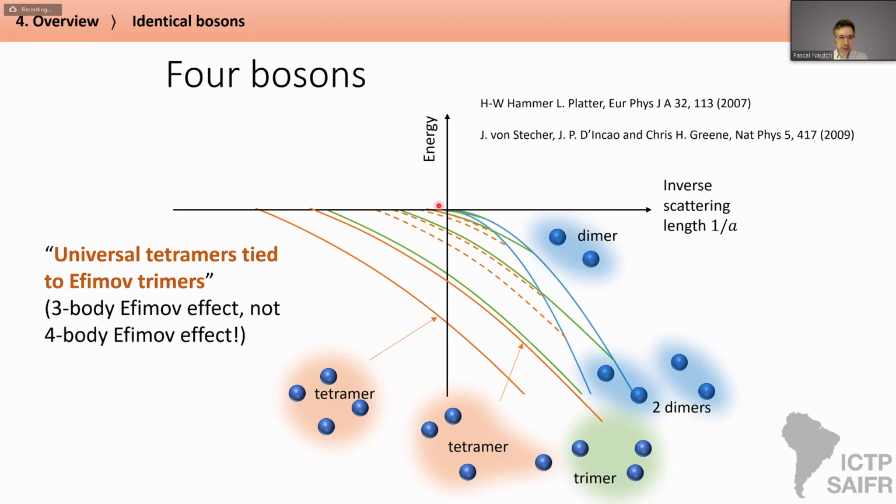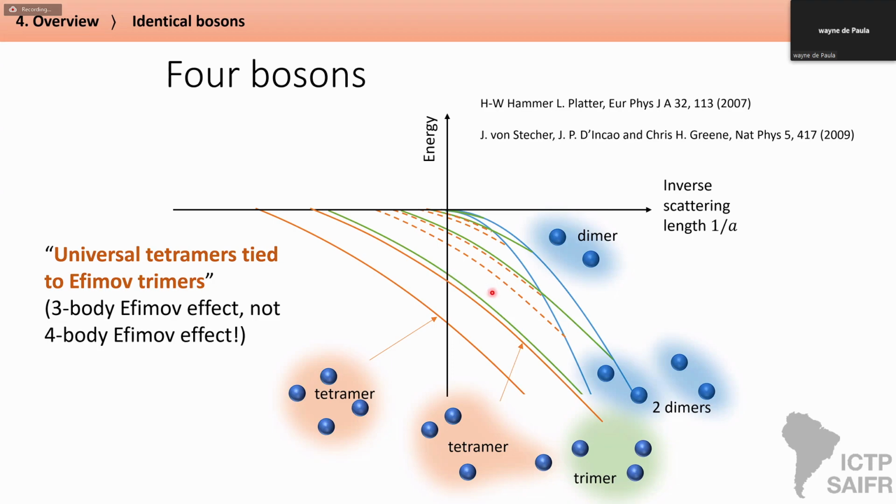Interestingly, in this setting, it appears that because it's governed by the 3-body Yefimov effect, these states are determined by the 3-body parameter, which determines the location of these trimers. So once you know the location of the trimers with the 3-body parameter.